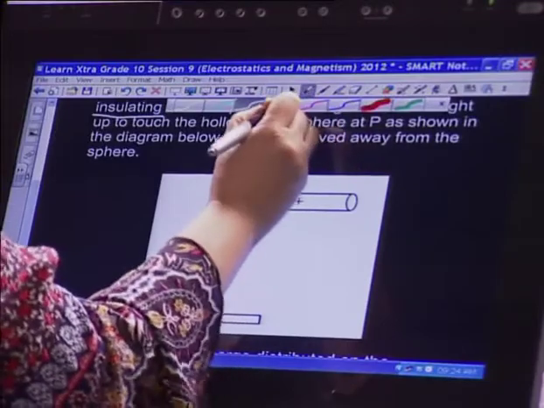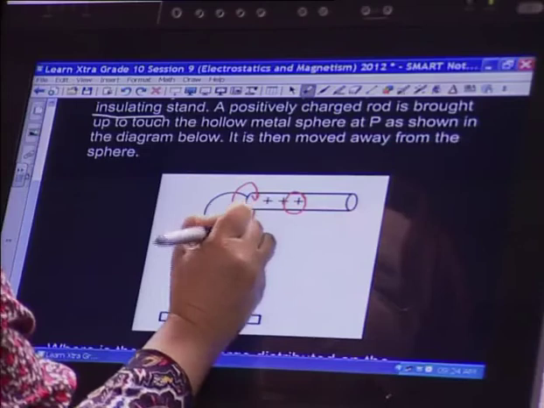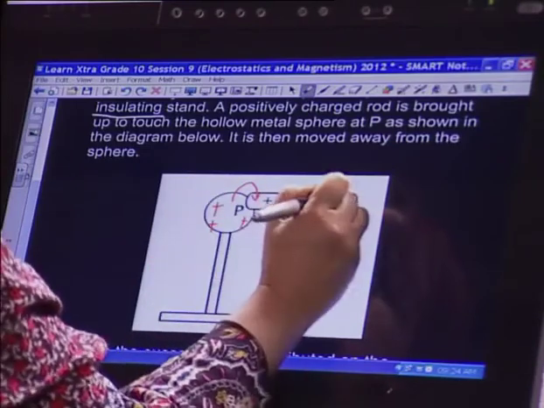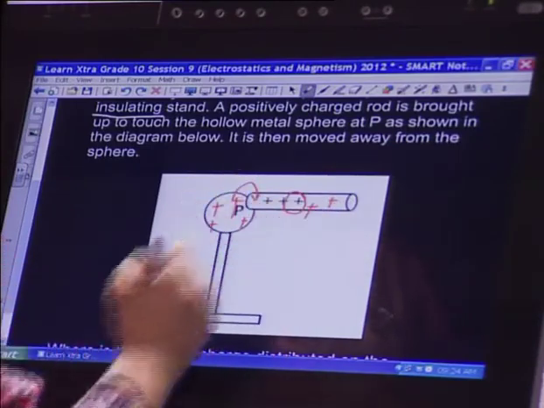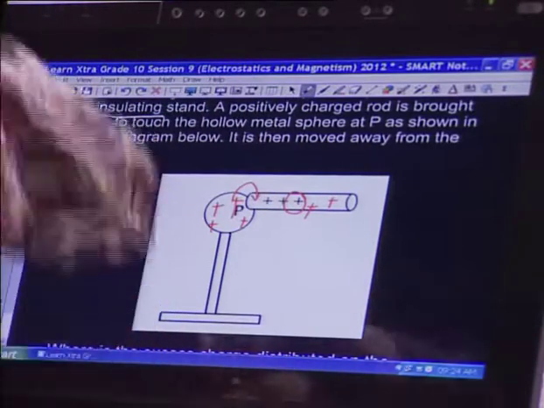What's actually going to happen here is that positive charge is going to make electrons move from the sphere to the rod, because it's going to try and neutralize the rod, because that's what it wants to do. Which then means that the overall positive charge gets distributed between the two of these evenly, okay? Now, this is where I need you to be careful.